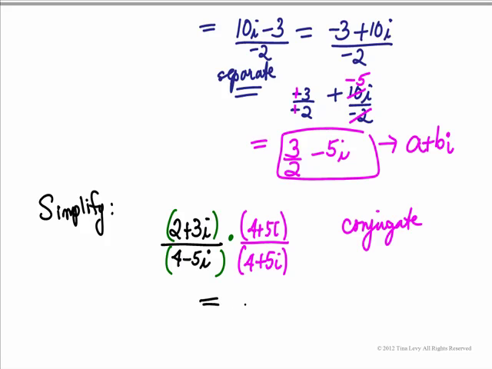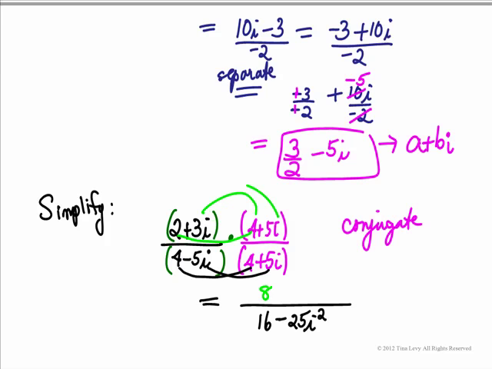This gives us, we'll deal with the denominator first. We have 16, this is a difference of squares, these two binomials, minus 25i squared. Again, seeing the i squared, we know that we're going to get rid of any radical. Now we're ready to FOIL the top. 2 times 4 is 8. 12i plus 10i is 22i. 3i times 5i is 15i squared.